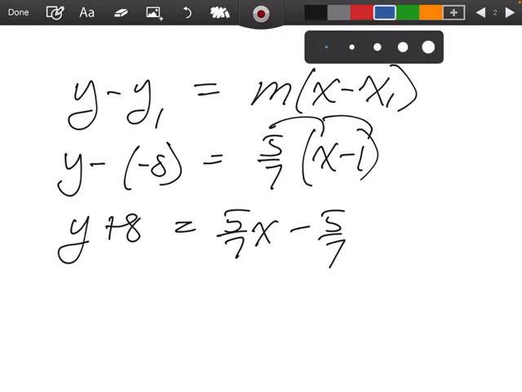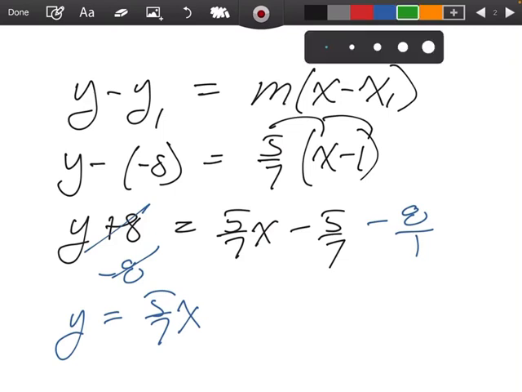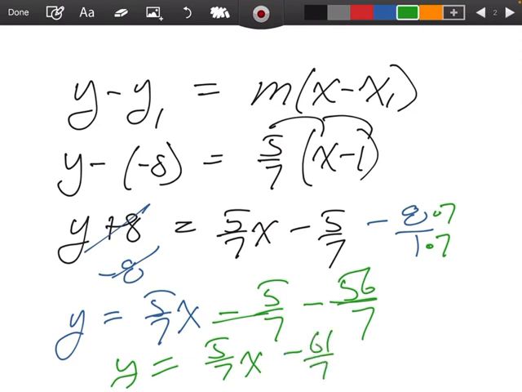And if we subtract 8 on both sides, okay, those are going to go away. So 5/7 with an x, I can think of that as being over 1. Okay, so I'm going to multiply this by 7. I'm going to multiply that by 7. So that's 5/7 minus 8, and 8 is 56/7. So this should give me y equals 5/7 x, minus 5 and minus 56 should be a minus 61, all over 7.